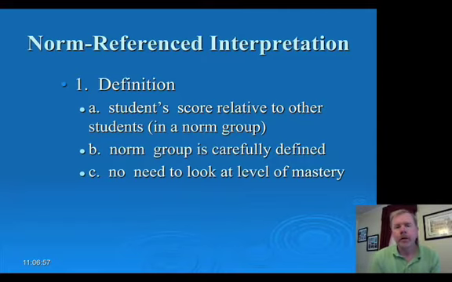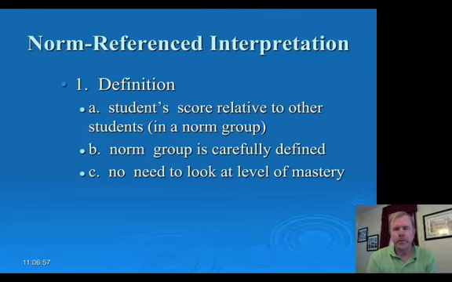And what I want to do is to start out with just a basic definition. Norm reference is just that. You are being compared to other people. Unlike the criterion reference that we just talked about, where you're being compared to specific outcomes, that you can or you can't do a particular performance. Norm referenced assessments only measure how well you did compared to other people in the norm group, or other people in the group of folks that took the test when you did.